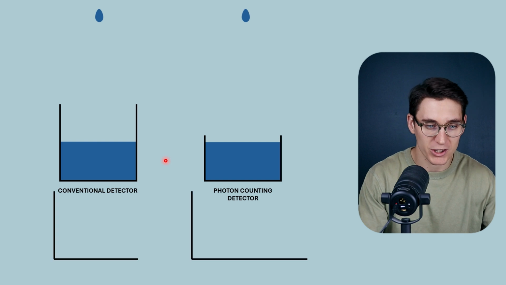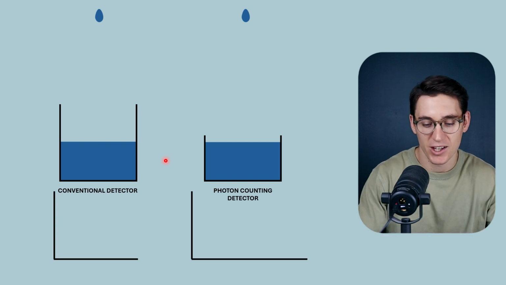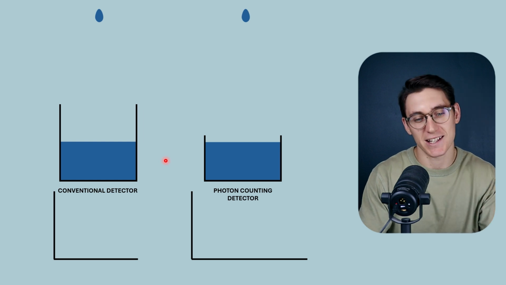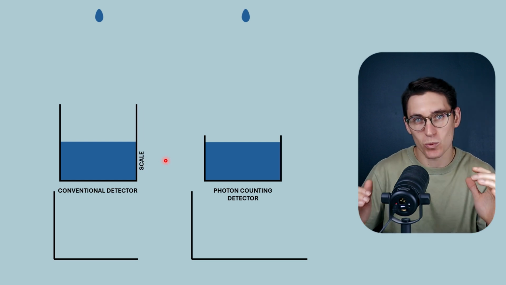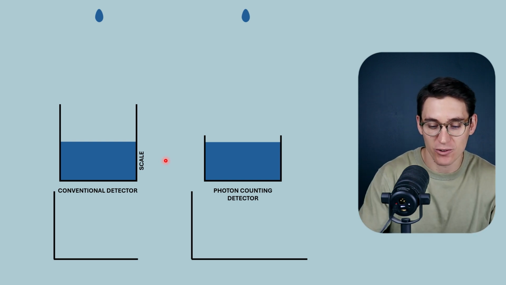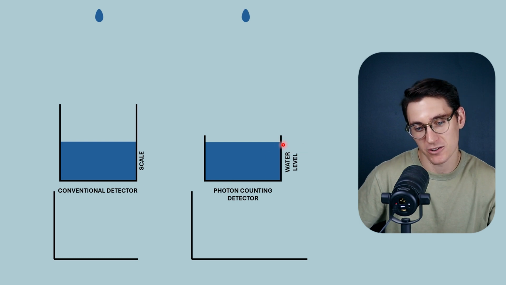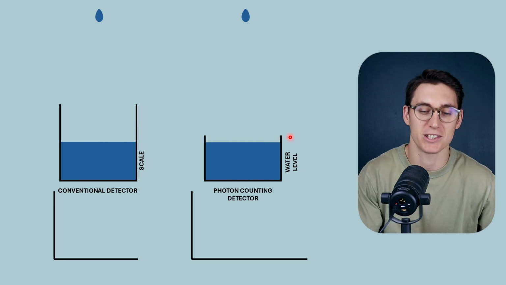And we're going to plot the changes in water within the buckets over time. I want you to think of the conventional detectors as being like a scale. It's weighing the amount of water that is going into the bucket. And think of photon counting detectors as a water level measure. We've got a little gauge on the side of this bucket, and we're going to measure the changes in water here. So let's look at the conventional detector.